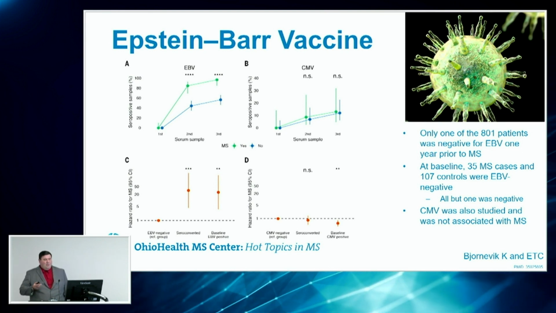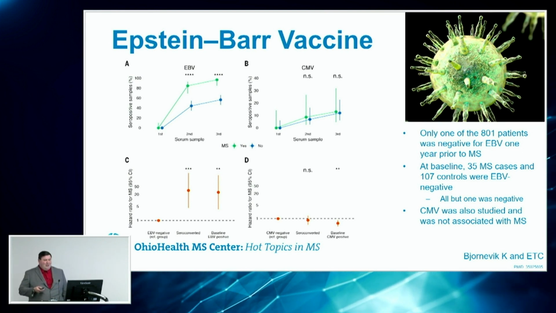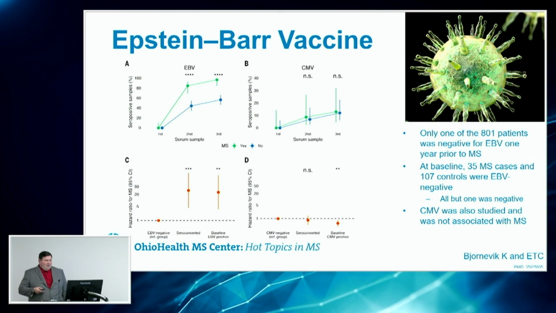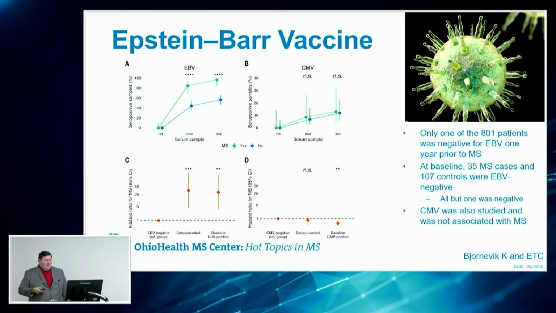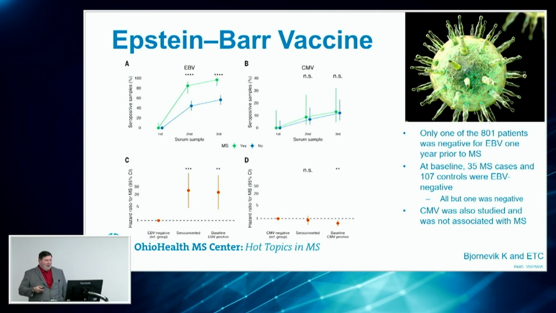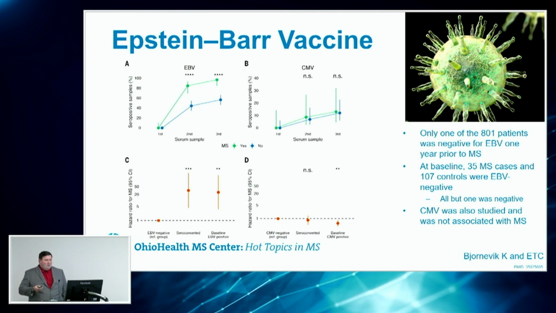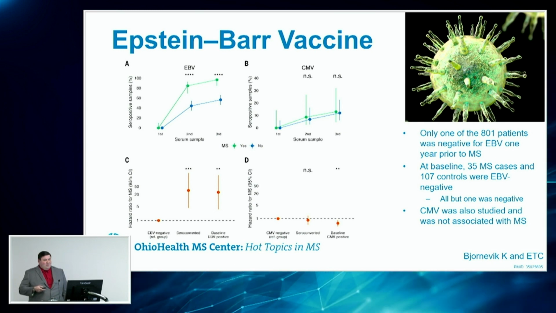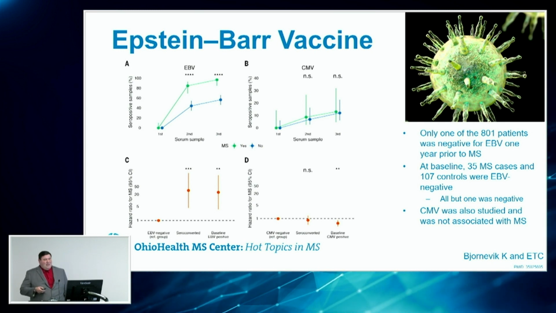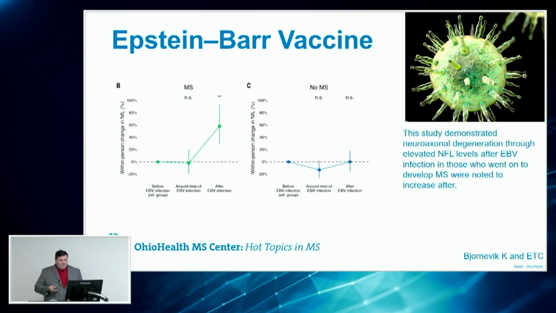The CMV is B and D. And we'll see very clearly that those who went on to develop MS seroconverted at a higher rate and had a greater risk of MS compared to those who didn't. And we saw no relationship with the CMV virus.